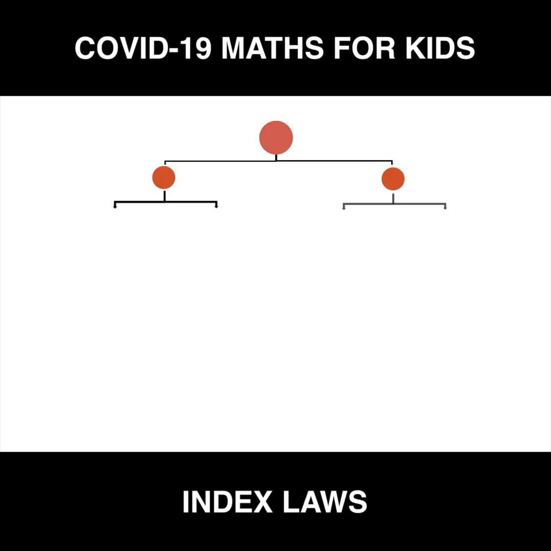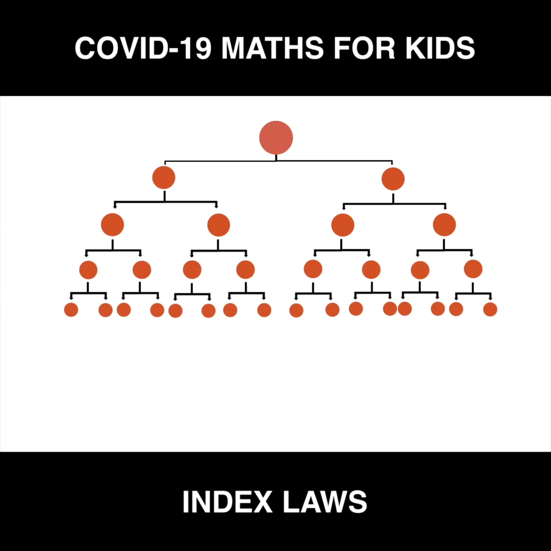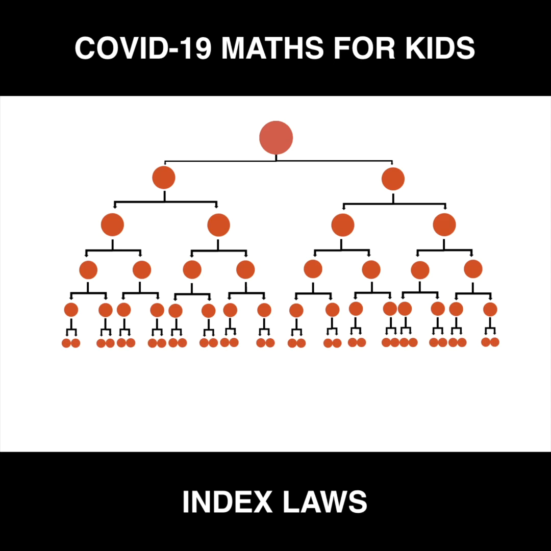Those 2 people could go on to infect 4 other people. Those 4 people can go on to infect 8 other people. Those 8 people go on to infect 16 people, and those 16 people go on to infect 32 people. And before you know it, the spread of the disease has gotten out of hand.